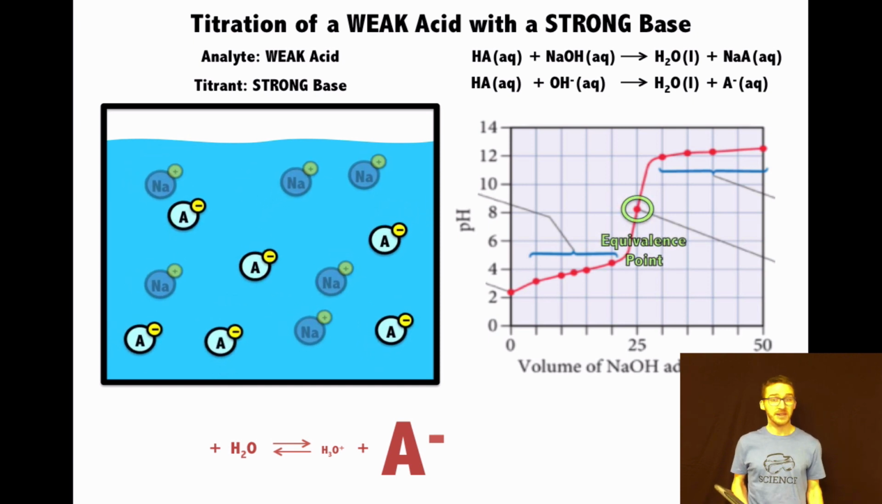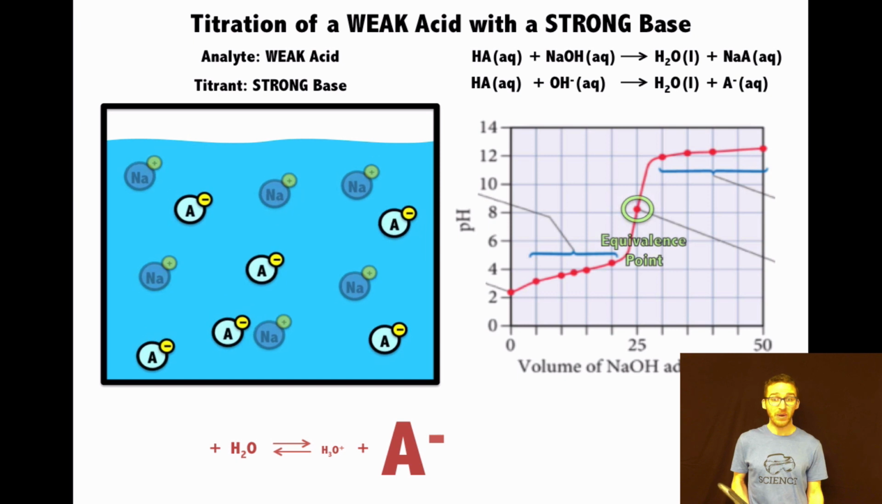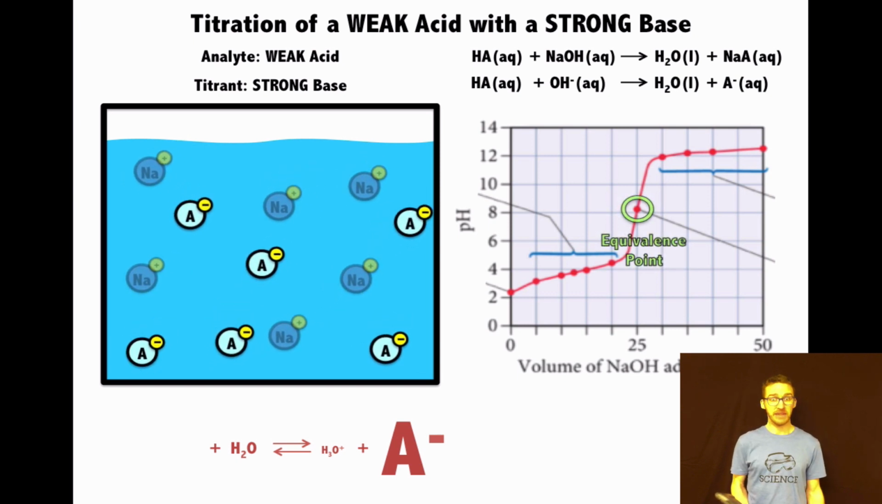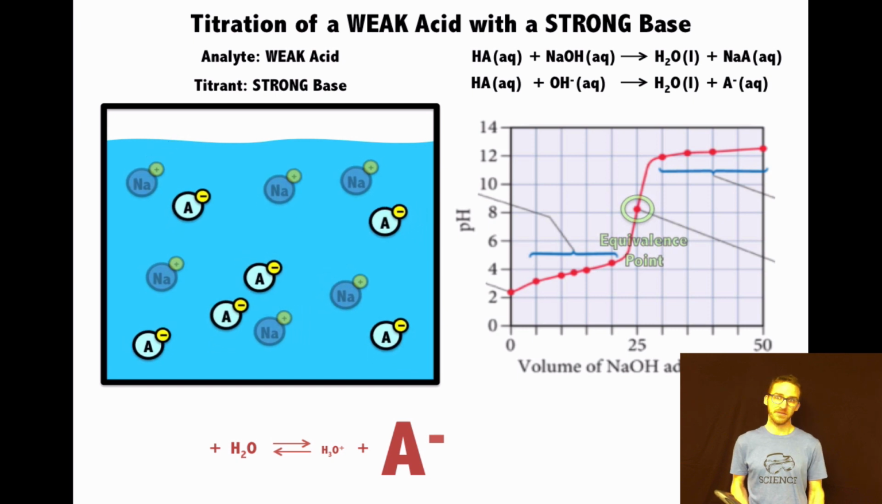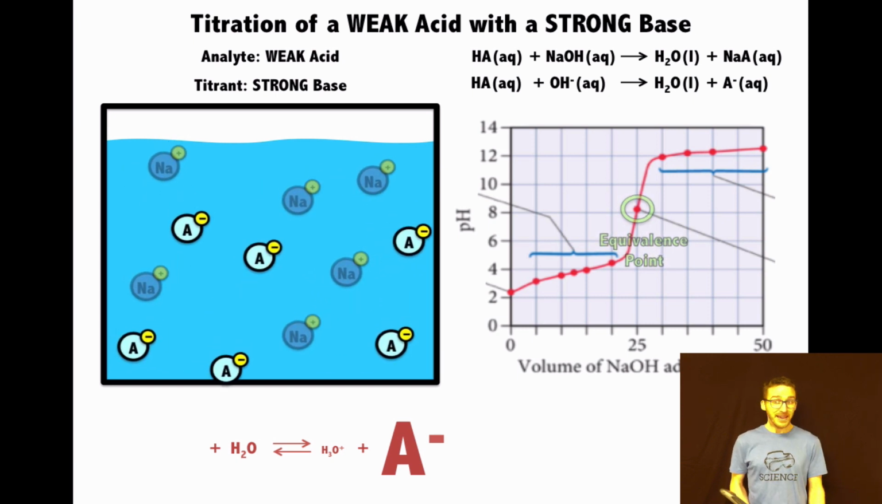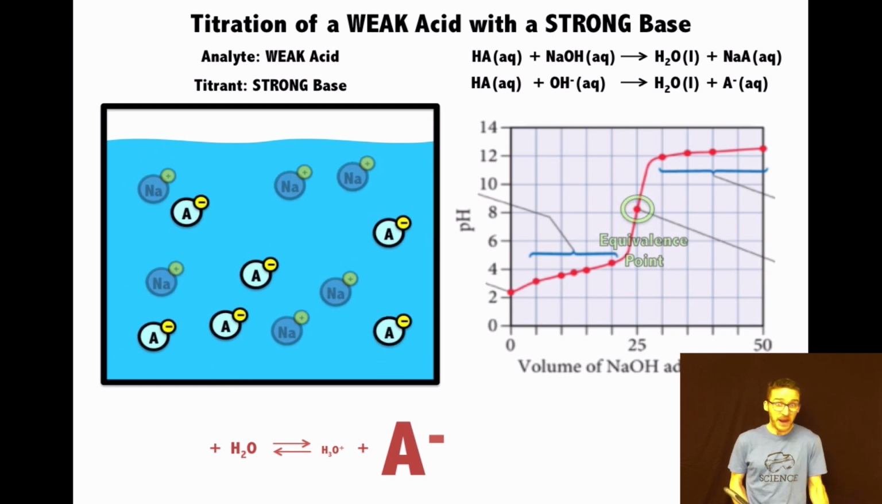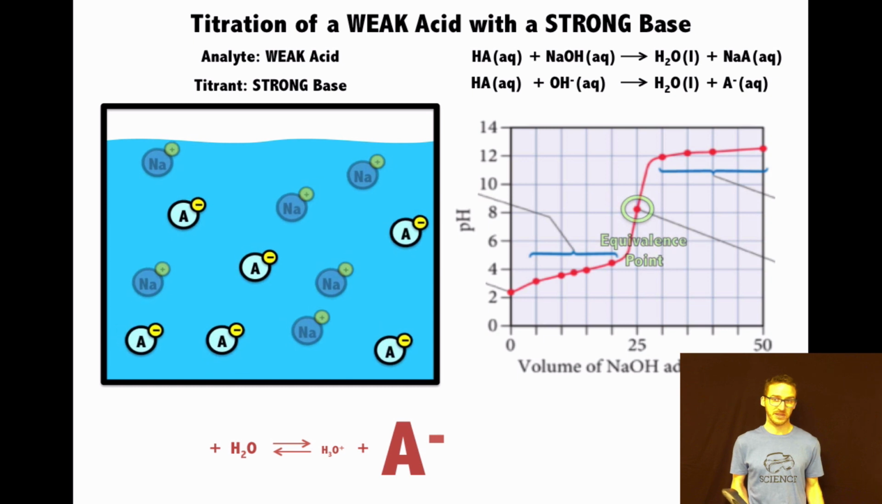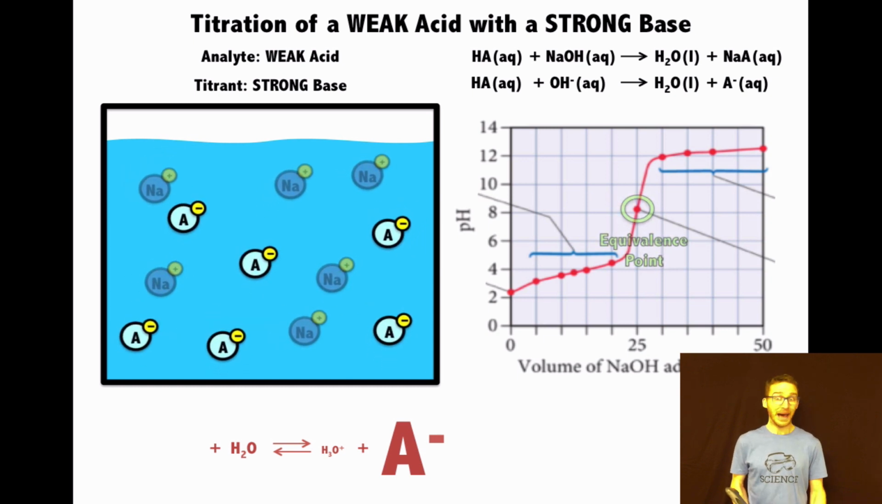I've neutralized all of the weak acid, and I am now at the equivalence point. But importantly, we are not at a pH of 7, because the conjugate base ion that forms, the salt that forms, is not a neutral salt. The anion of that salt, the conjugate base, is going to contribute to the pH. So notice that the pH in this case is slightly basic, not pH 7.